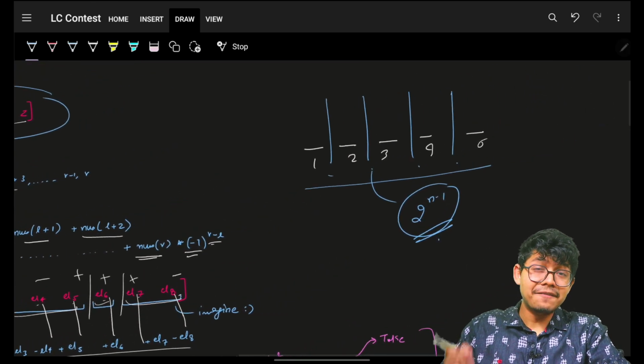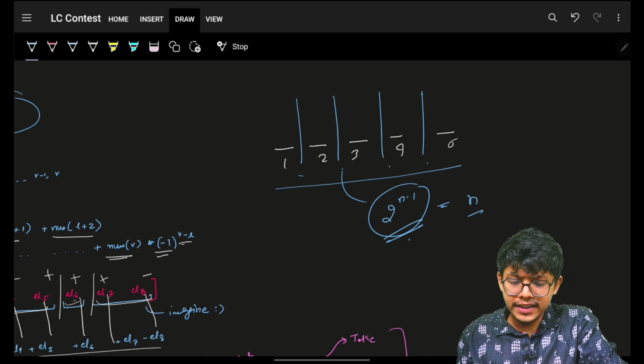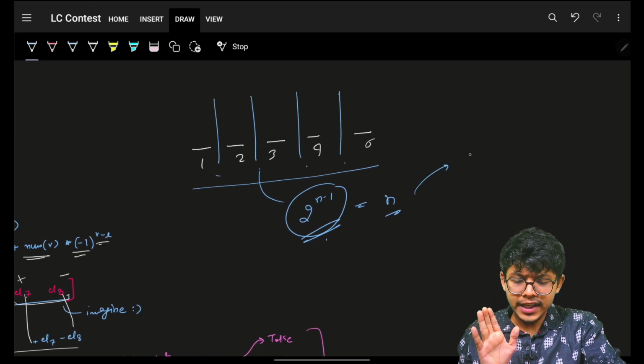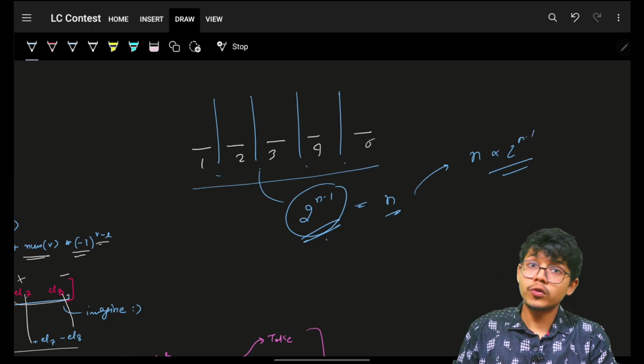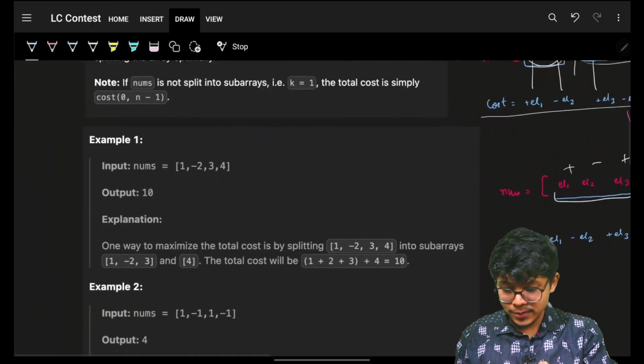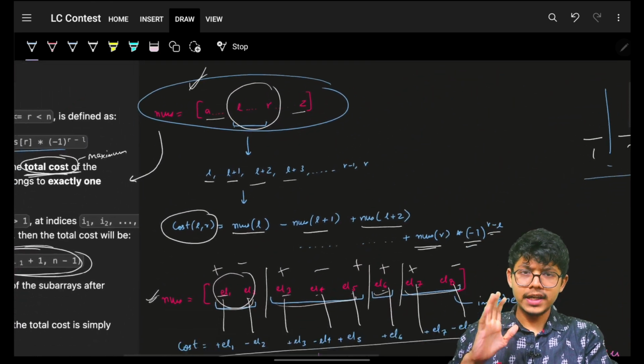If I go in a brute force way, I will try all the possible splits. Now at every split, I have to get the score of that split, which will again take O of n time, and thus brute force will take O of n into 2 raised to the power n minus 1 time. This is my brute force approach. Obviously, it will not pass because my n was very large.